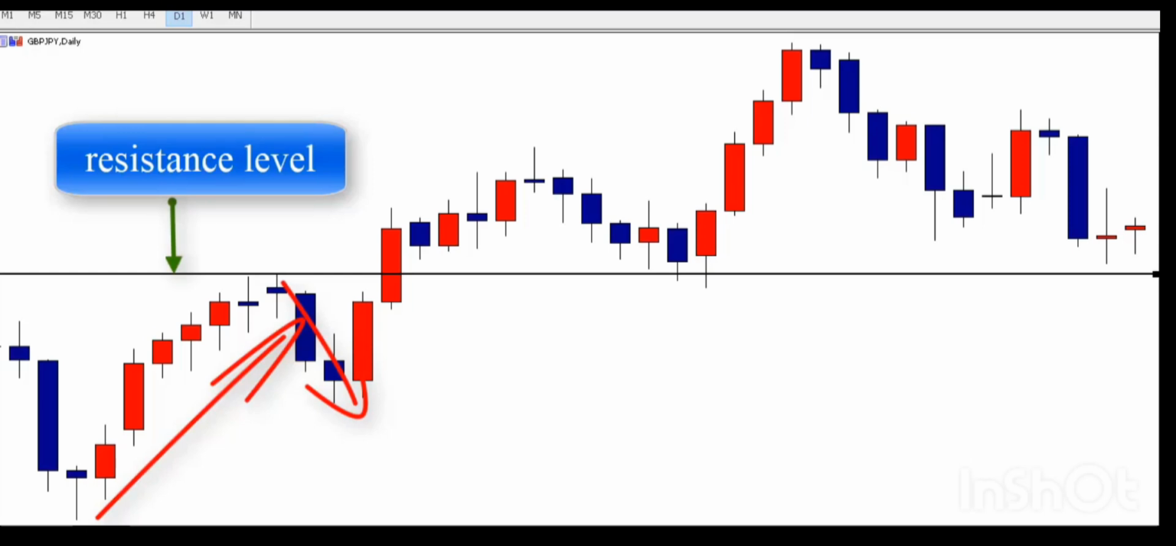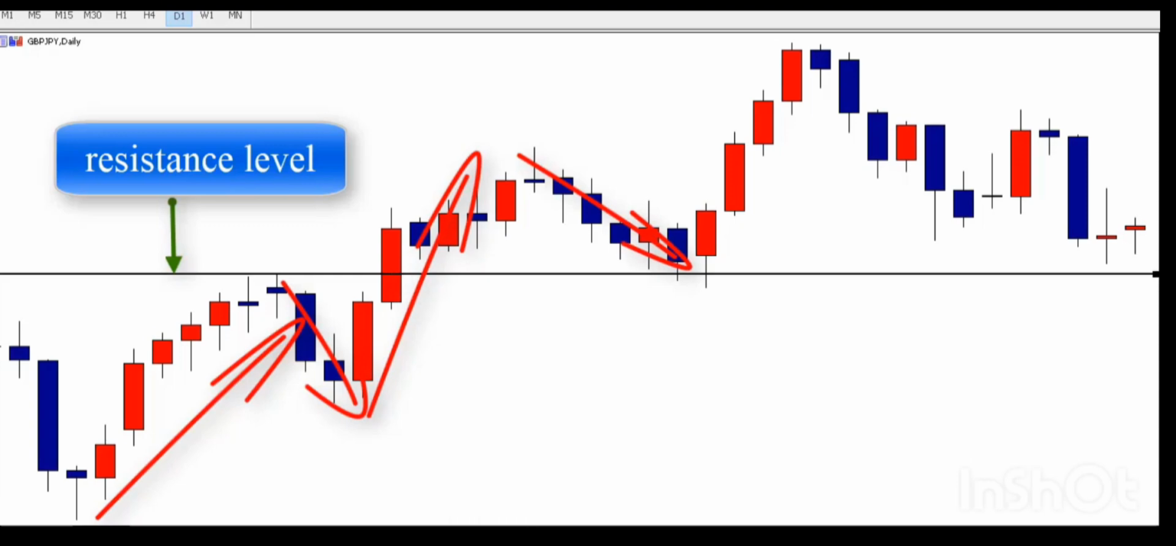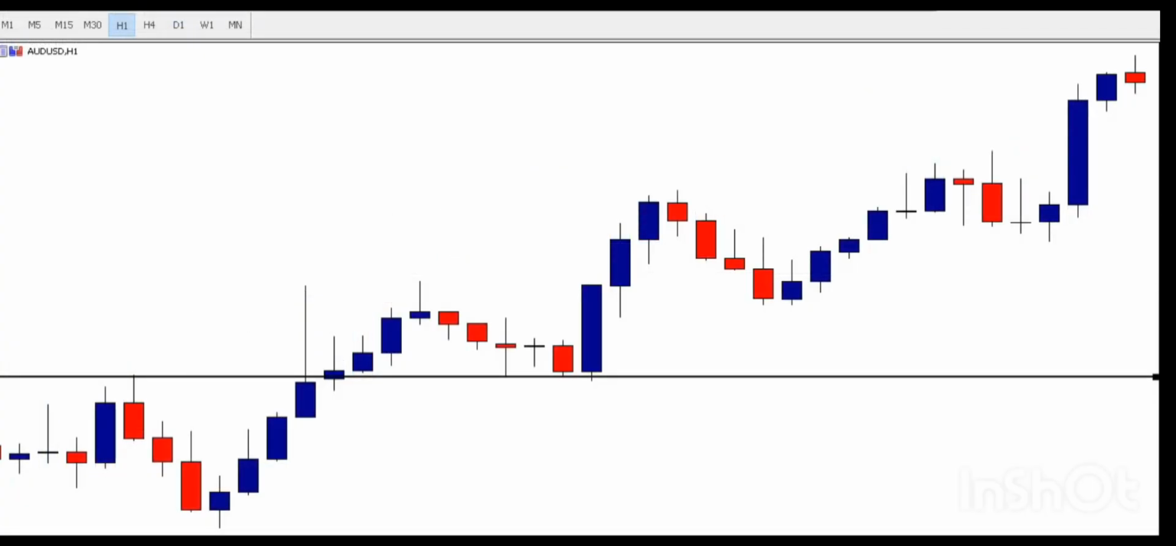Look at another resistance level. Once price gets to that resistance level, it corrects itself, then starts moving towards the upside, which is now a strong support zone. So then it forms a new impulsive move and starts moving towards the upside. It's as easy as that. Once you see price making higher highs and higher lows, that's how you identify your corrective and impulsive moves. It's quite simple.